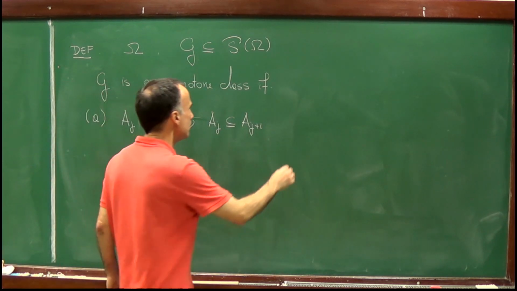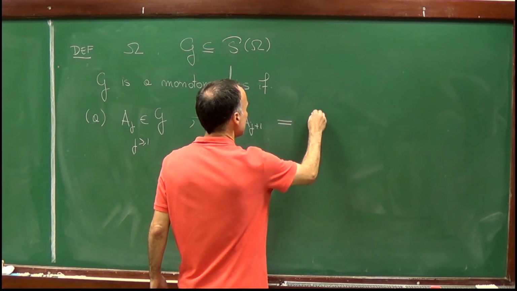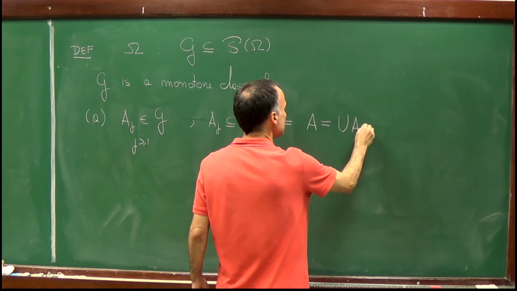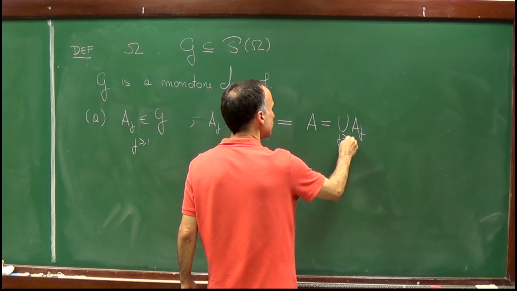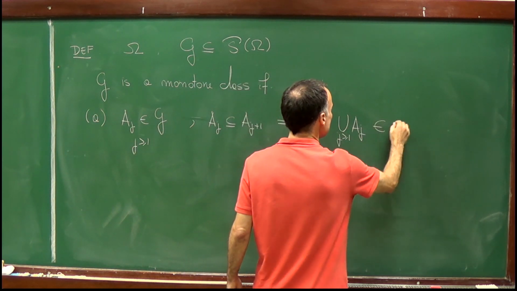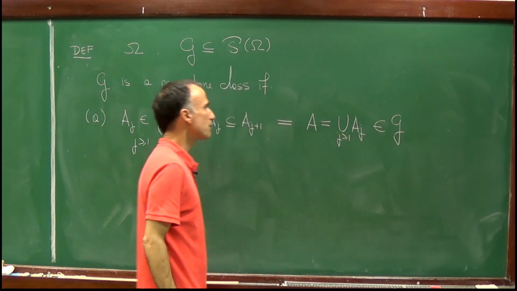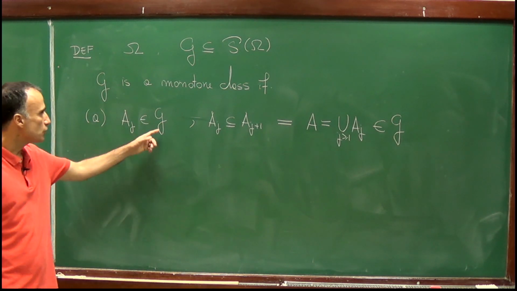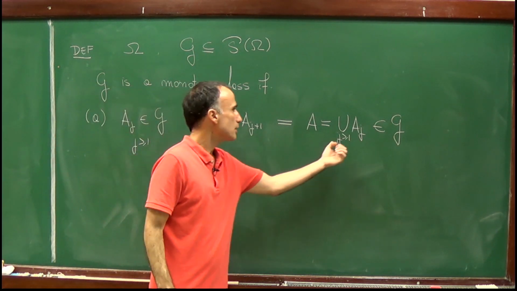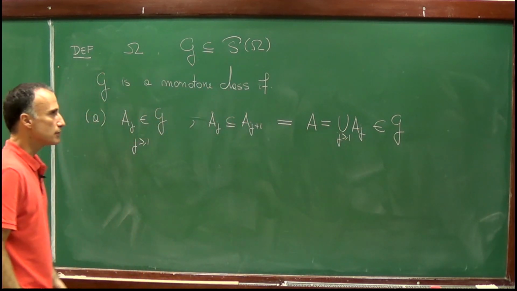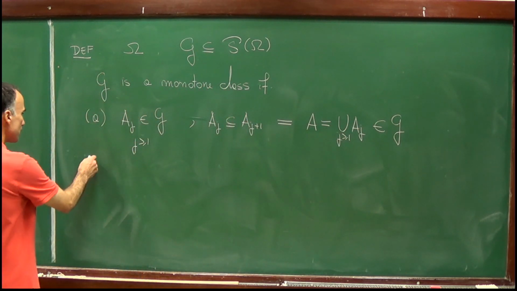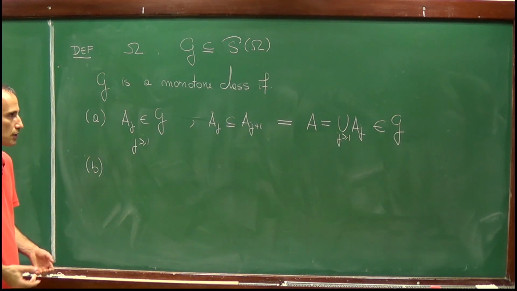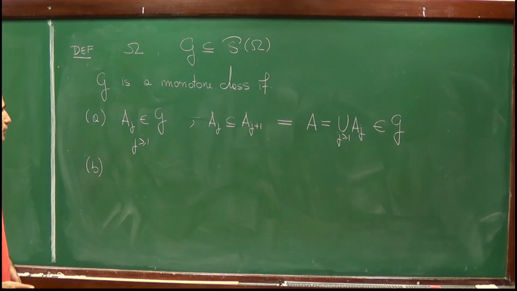Then we will require A, which is the union, so the increasing limit of this sequence Aj, to belong to G. So we are requiring in this first condition G to be closed under increasing sequences. And the second condition is just saying that G is closed by decreasing sequences of sets.